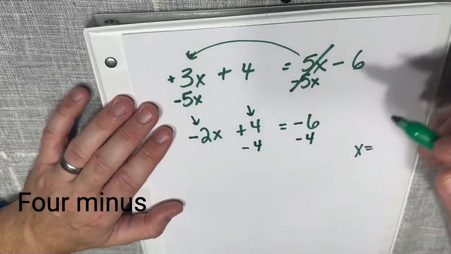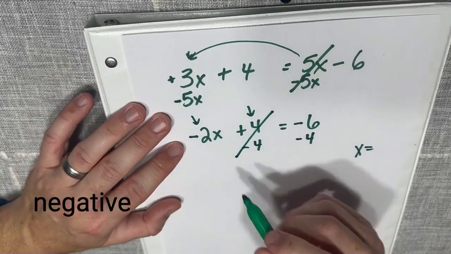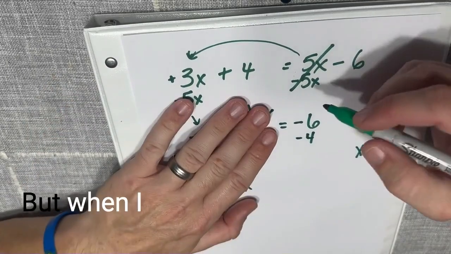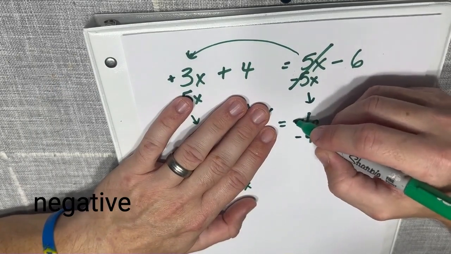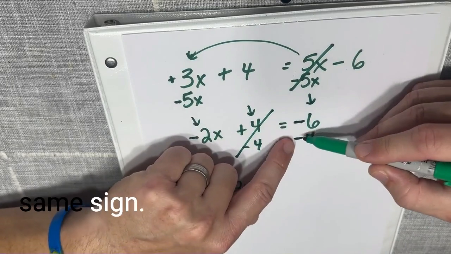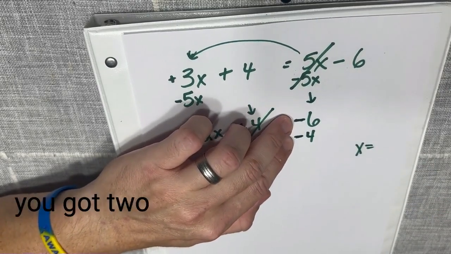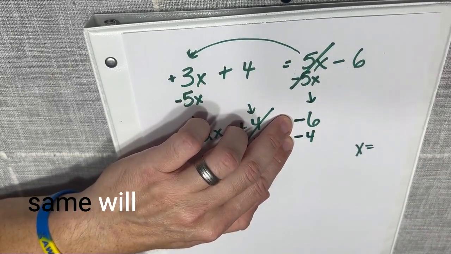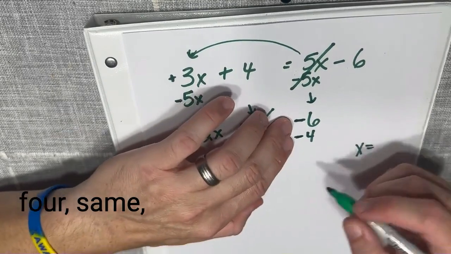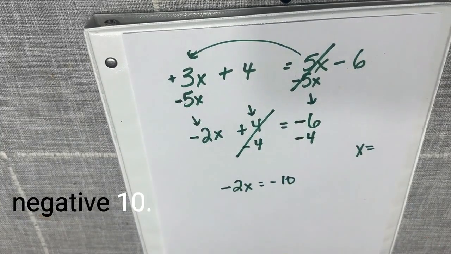4 minus 4 cancels out. That's 0. Now I still have a -2x here. That's all that's left on the left side of the equal sign. But when I look here, I have a -6 and a -4. Now we check it out. We have the same sign. These are both negative numbers. Anytime you have two numbers with the same sign, same means add. So -6 minus 4, we're going to add and keep the sign. So -6 minus 4 gives us a -10.